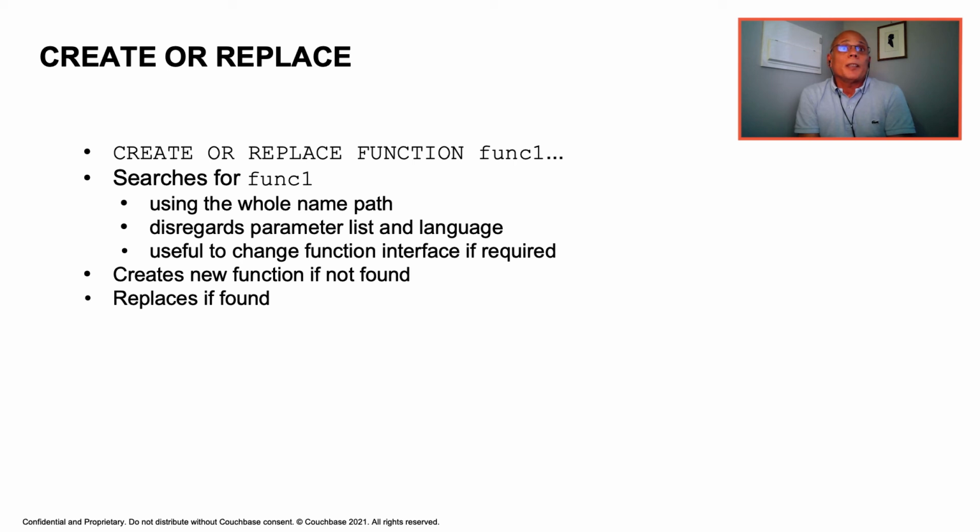What happens is, if you use CREATE OR REPLACE, we will first fully qualify the function that you are specifying. So we will get the whole path, and then we will search for that whole path. If we find it, then the function is first dropped and then recreated. If we don't find it, it just gets created. And we only consider the function name and not the parameter list. Again, the signature is the function name.